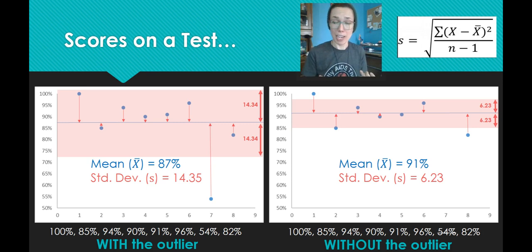So this time the standard deviation is telling us that on average, all of our scores are about 6.23% around the mean. They fall above and below about 6.23% of the mean. So on average, things are much more congregated close together when we exclude the outlier. So of course this makes sense. This is what standard deviation is essentially telling us. It's telling us on average, how much do scores deviate from the mean?